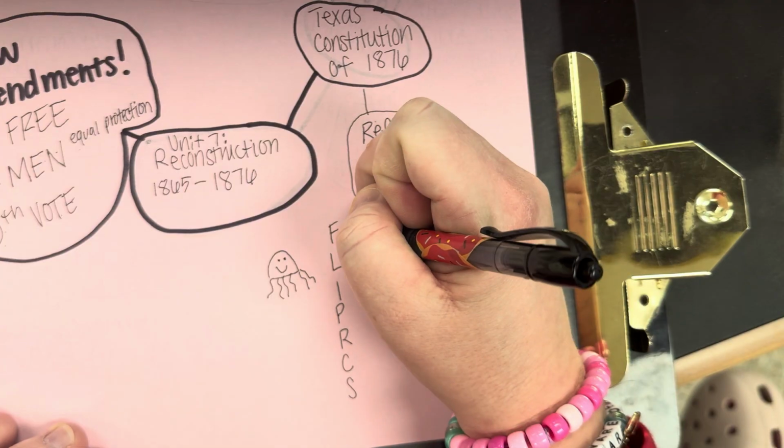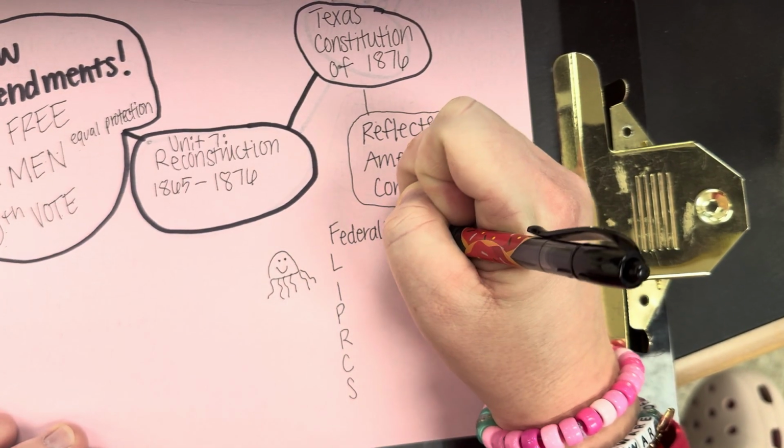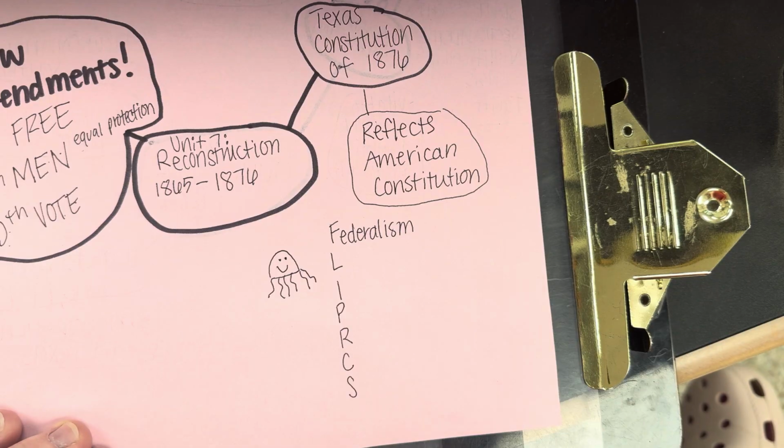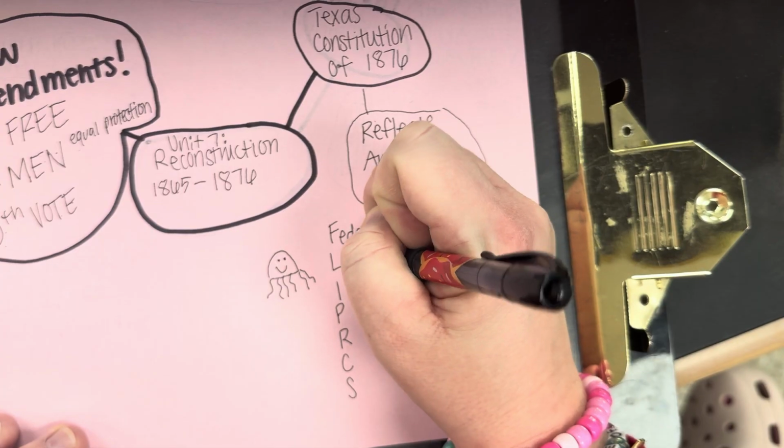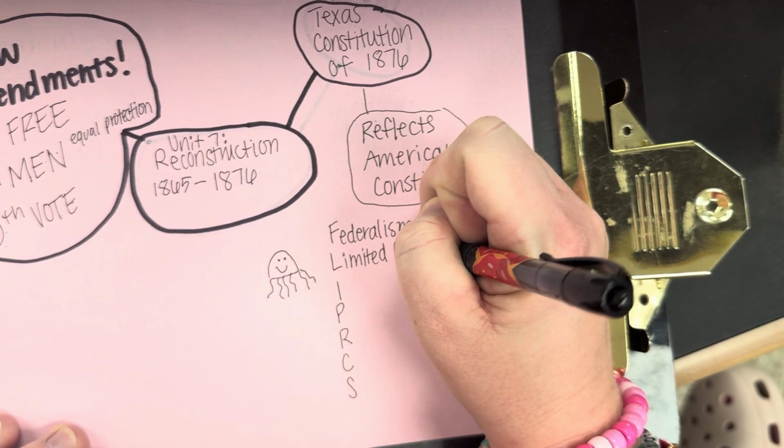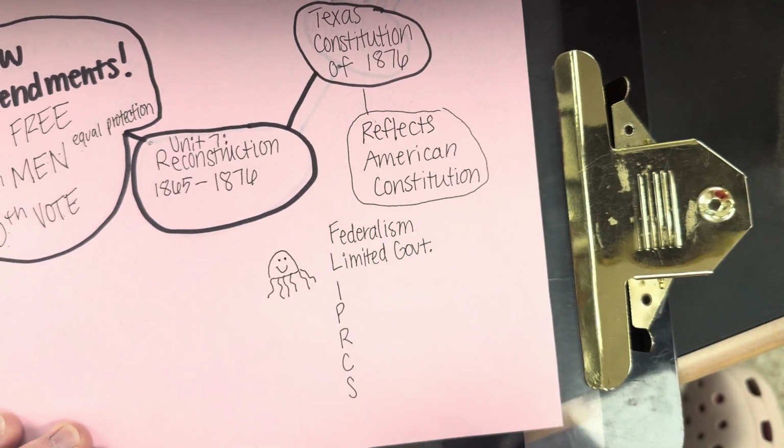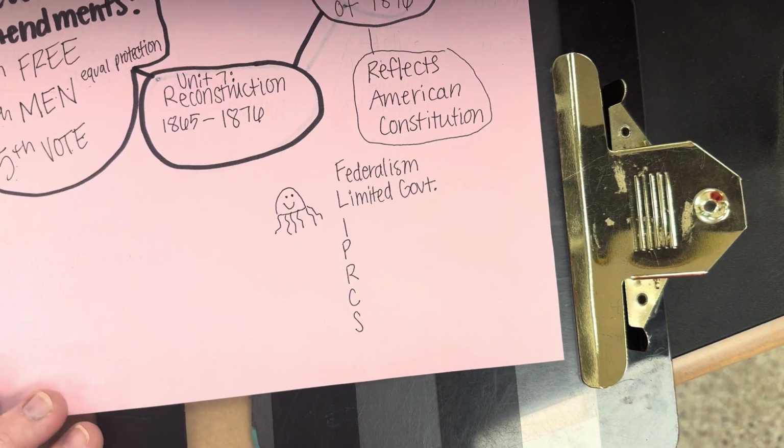Flip rocks stands for federalism. That's the division of government between the national government and the state government. Federal government versus state government. L is for limited government. So the government is limited in its power. The powers are specifically listed in the Constitution, and there are powers that are specifically listed that the government does not have, that belong to the people instead of the government. That's limited government.